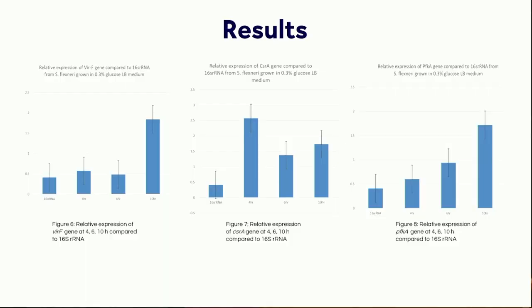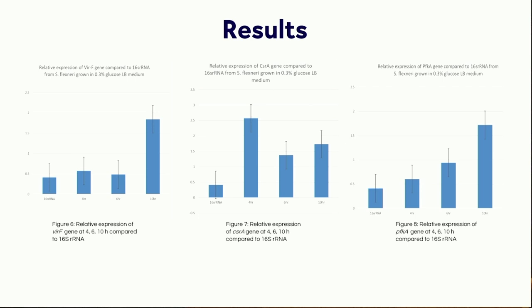These are the results for the gene expressions for 3 of the genes, virF, csrA, pfkA. And so on the left side, the first bar for each of those graphs is 16S rRNA. That was our control. That was the gene that we expected to be expressed consistently over each of the triplicate samples so that we knew, okay, this is how much we can start with to show a relative expression, whether it's up or down regulated.